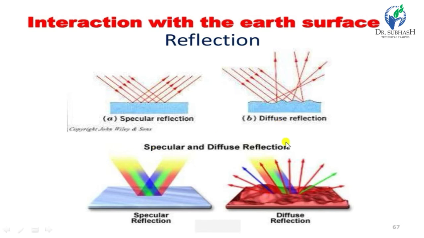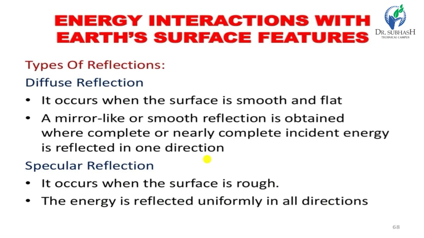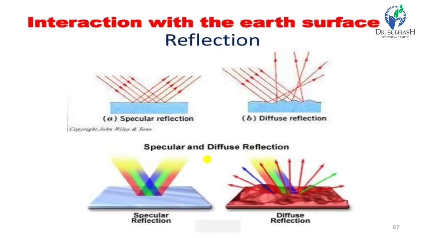In diffuse reflection, some amount of the wavelength is reflected in different manners. We cannot identify at what angle it is reflected. It is reflected undividedly. In specular reflection, we see that the wavelength we impart is perfectly aligned with that particular angle. Specular reflection occurs when the surface is smooth and flat, and diffuse reflection when the surface is rough.